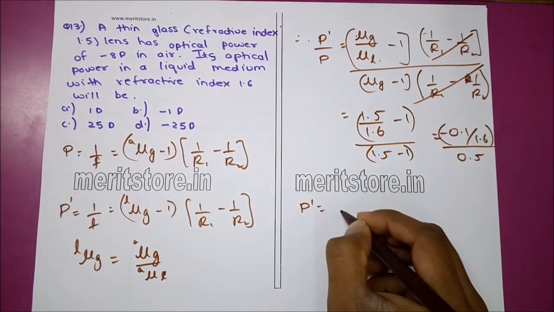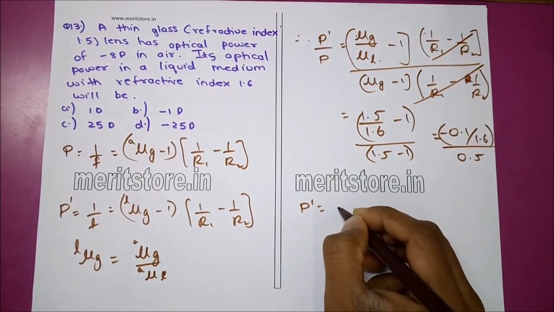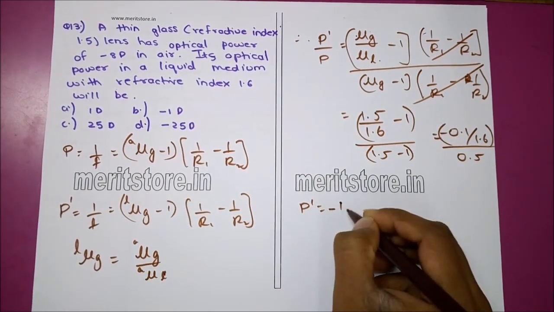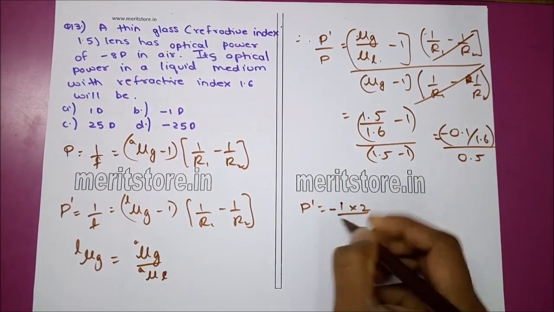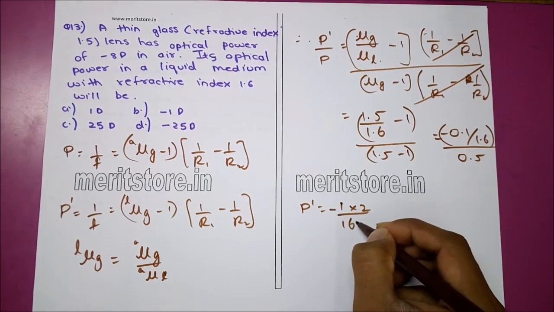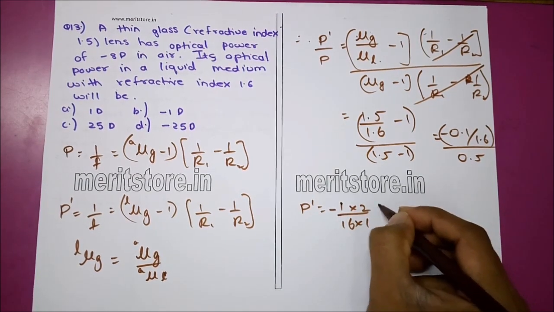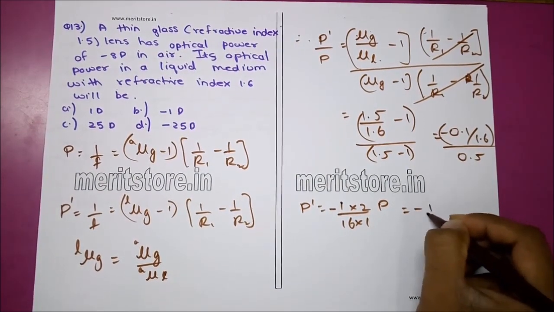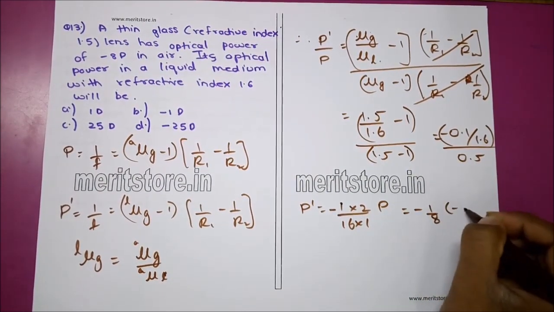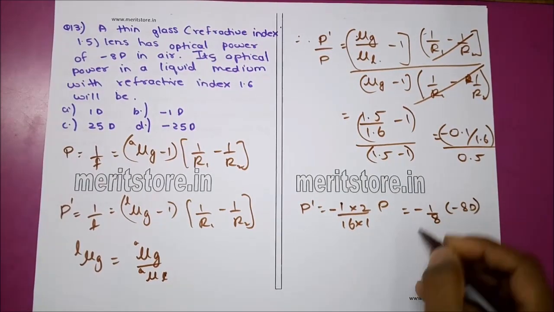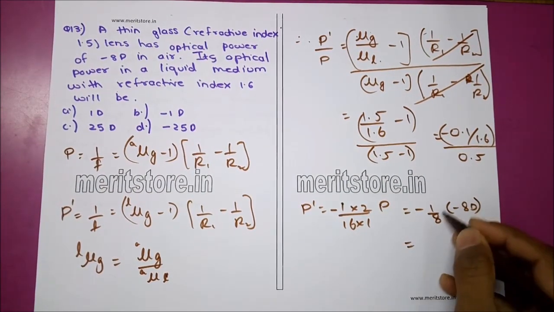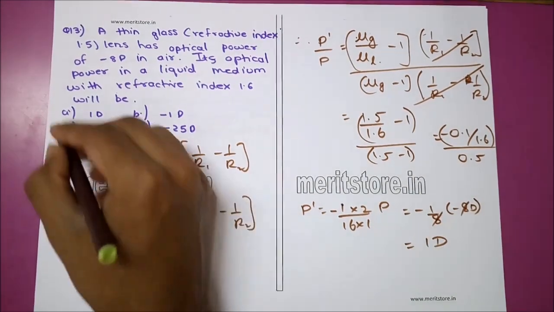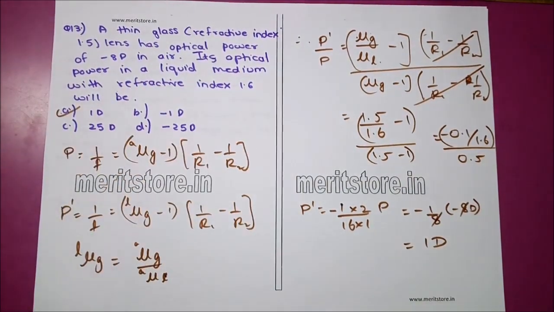So this can be written as 1 minus of 1 into 2 upon 16 into 1 times P. So that is minus 1 by 8 times minus 8D. So minus 8, minus 8, and the minus minus gets cancelled out as 1D. Hence option A is the correct answer.